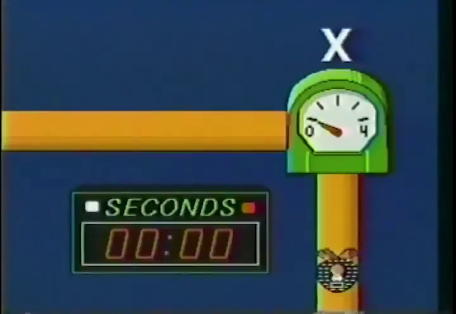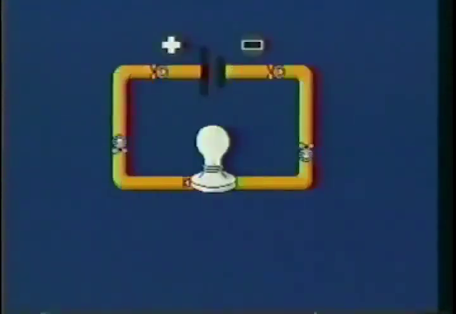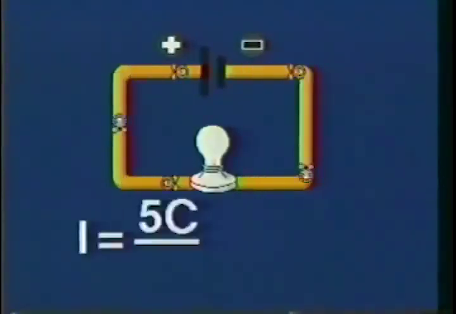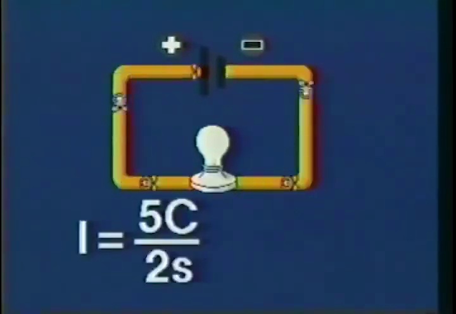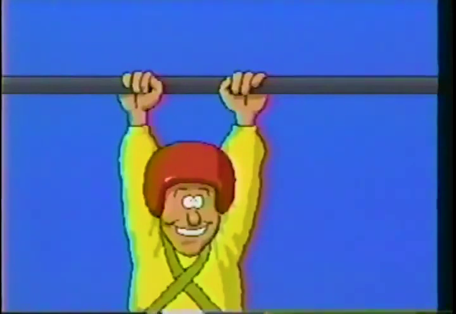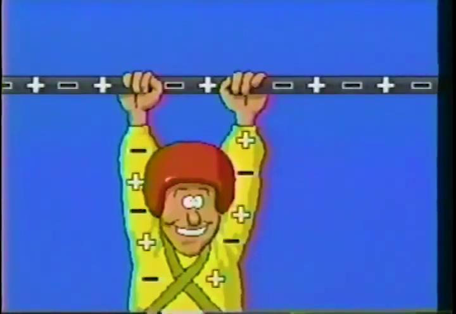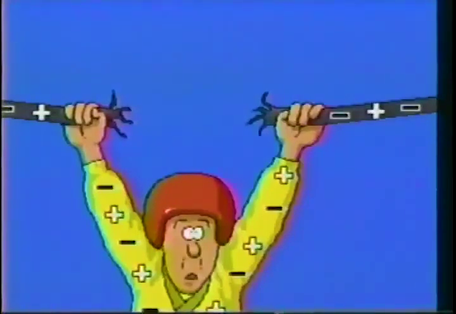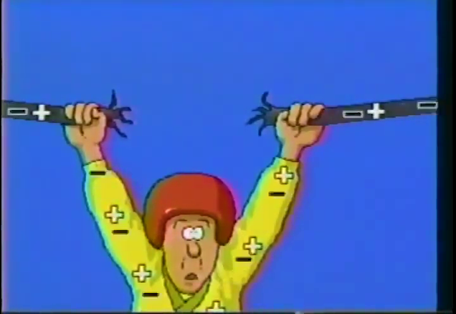If in our circuit 5 coulombs pass by point X in 2 seconds, we can calculate the current by dividing the charge of 5 coulombs by the time 2 seconds to give us 2.5 amperes. Perhaps now we have enough information to help our stranded parachutist. The reason he isn't getting a shock is that he isn't part of a complete circuit. If the situation changes, he'll soon be in big trouble.